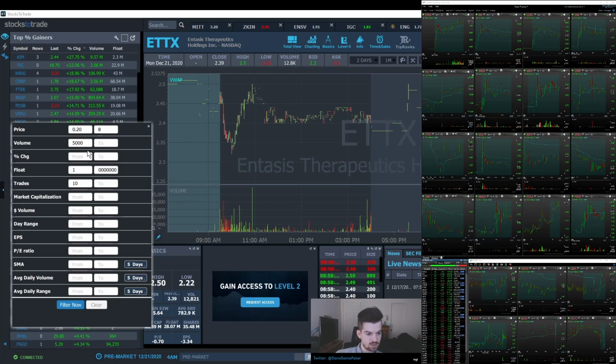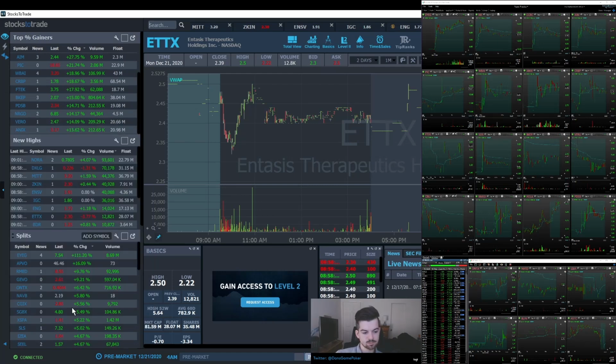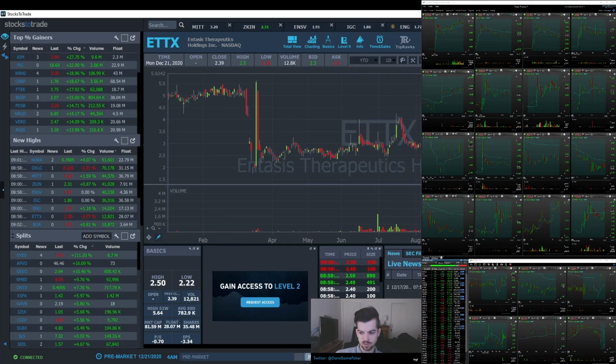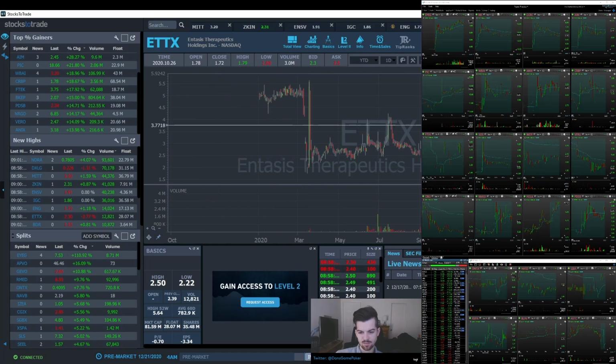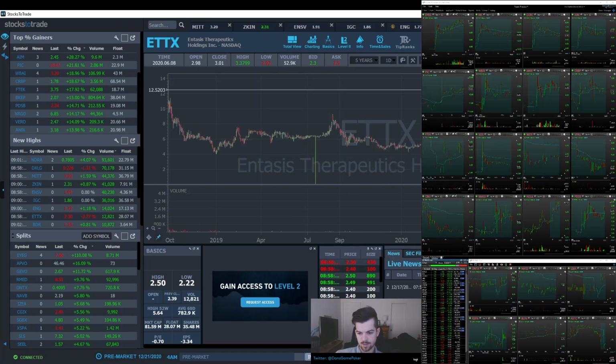5,000 volume is the minimum. The float needs to be like 50 mil and below, and at least 10 trades on the name, so I don't see just stupid tickers. And then what I do is I'll just take a quick look at the long-term chart. If I don't really care about it, then I'll just exit it.